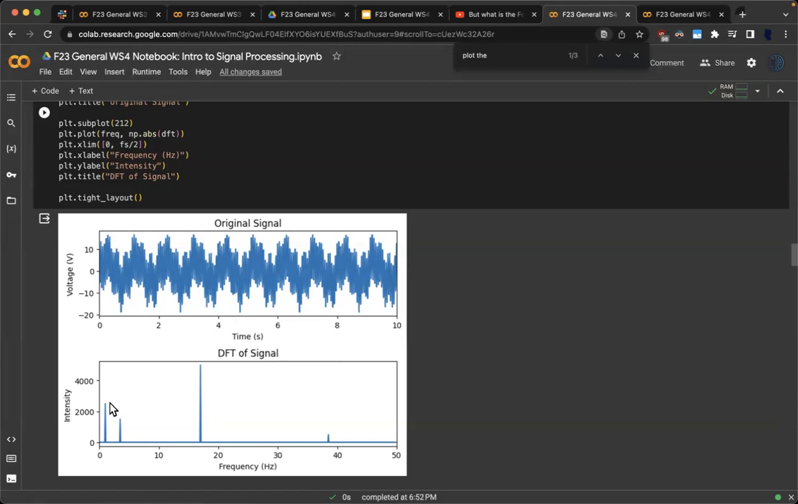Yeah, that's a good guess. So it actually would be symmetrical. We're just only looking at the positive frequencies. But if we looked from like -50 to 50, then we would observe a symmetrical signal. But that's a really good guess.